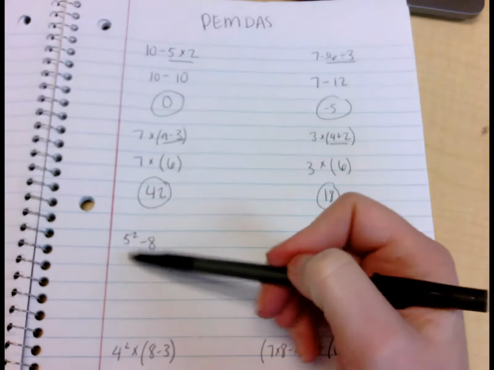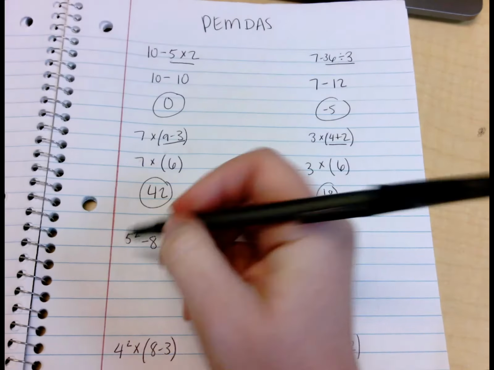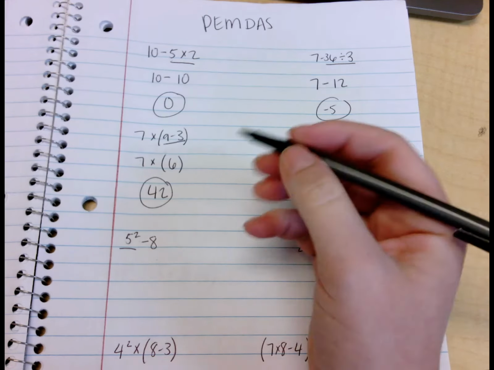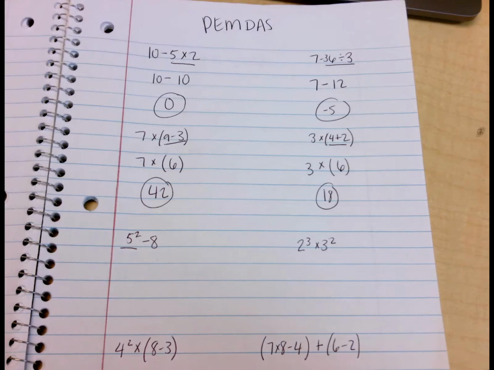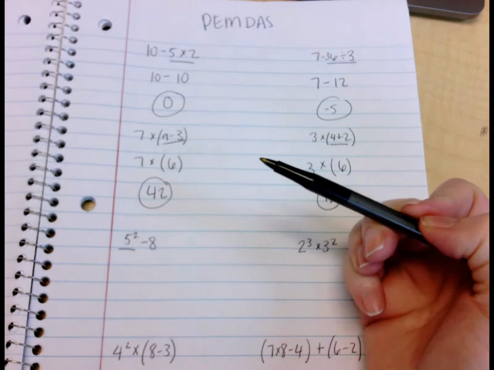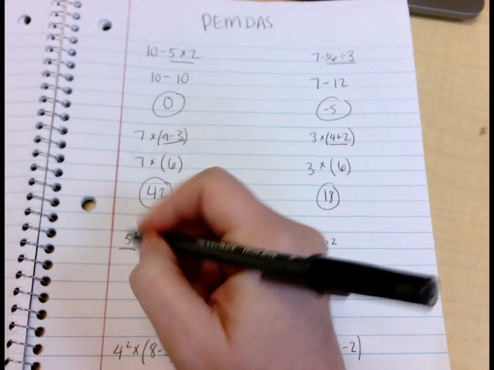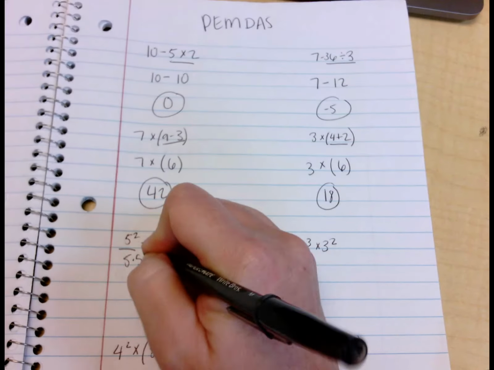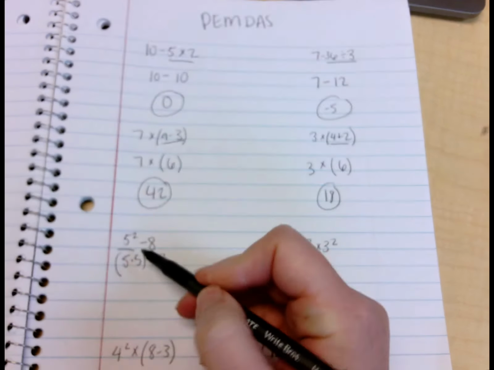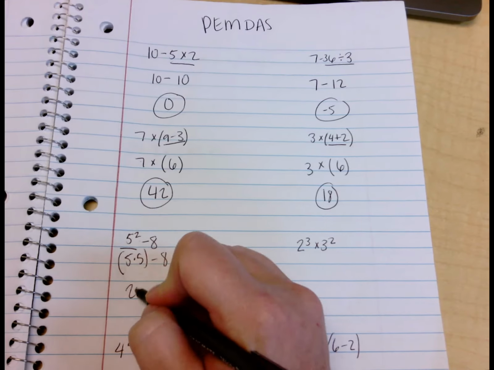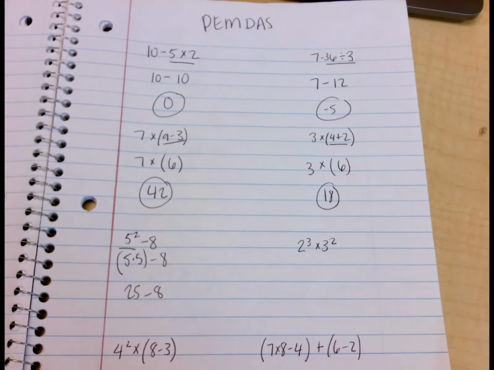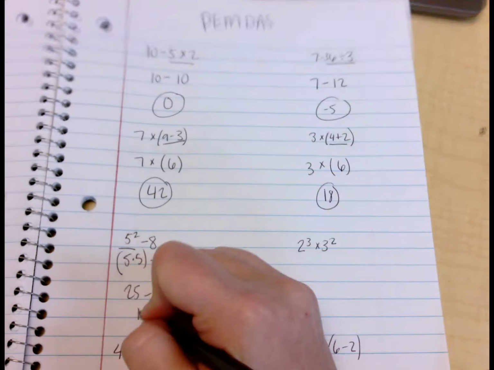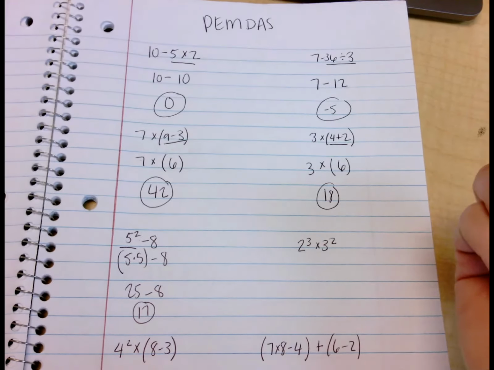All right, next we have no parentheses, but we do have an exponent this time. So 5 squared. Now remember that an exponent means that you're taking that number and you're multiplying it by itself as many times as your exponent tells you, as many times as your power tells you. So in this case, 5 squared is actually 5 times 5. Okay, so we're going to go ahead and do 5 times 5 is 25, and then subtract 8 from that. We'll end up with 17. Okay, so 17 is going to be your answer on that one.